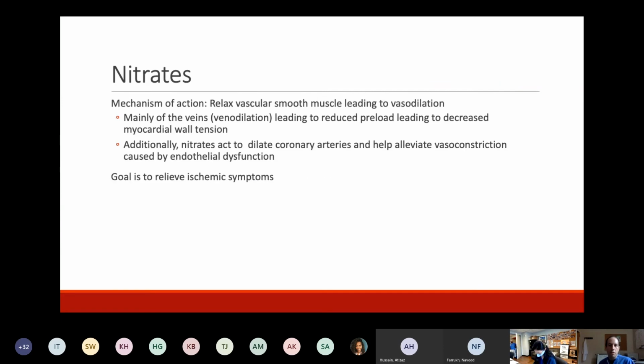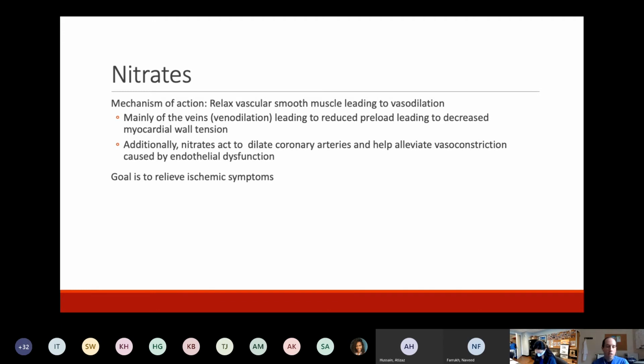Nitrates, you guys all know, are also very commonly given in people with an MI. It leads to relaxation of vascular smooth muscle, which leads to vasodilation. You mainly get venodilation, which reduces the preload, which gives you less myocardial wall tension, so it decreases the demand of the heart. Also, nitrates can directly dilate the coronary arteries, so if there is any vasoconstriction associated with the STEMI or the NSTEMI, it can help relieve that.